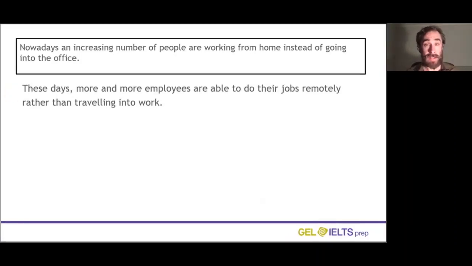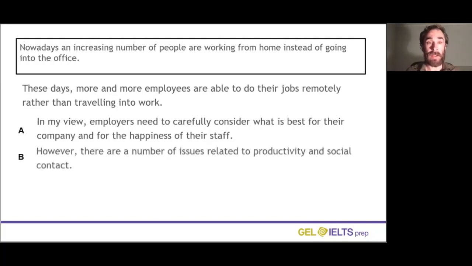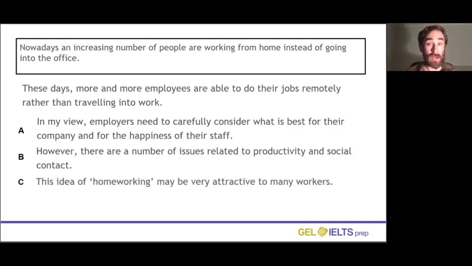Now I'm going to show you the other sentences that make up this introduction. A. In my view, employers need to carefully consider what is best for their company and for the happiness of their staff. B. However, there are a number of issues related to productivity and social contact. C. This idea of home working may be very attractive to many workers. So our first sentence is up here. But A, B, and C are the sentences which come after. They are not in the correct order. So what is the correct order of these sentences to make an introduction? Look at the next question below this video and choose the option with the correct order of these sentences.